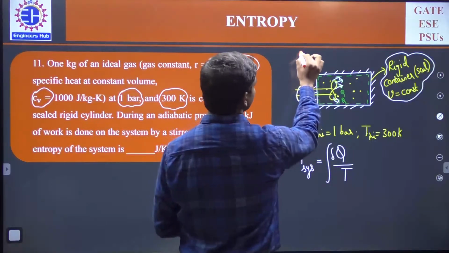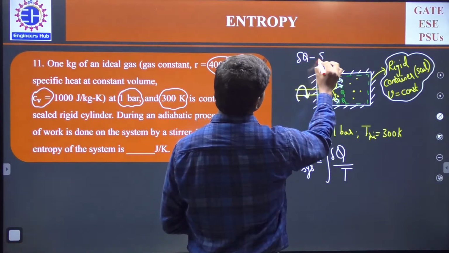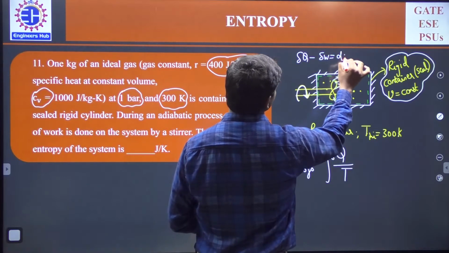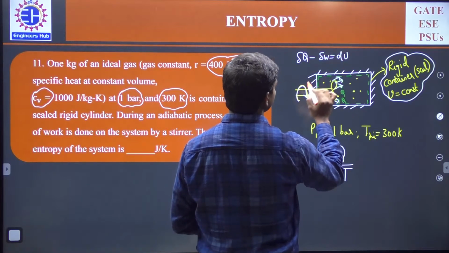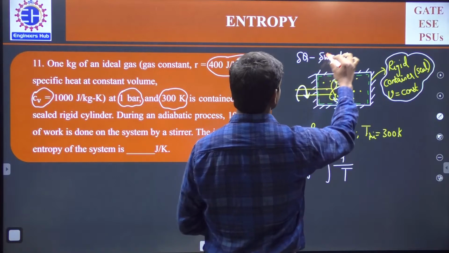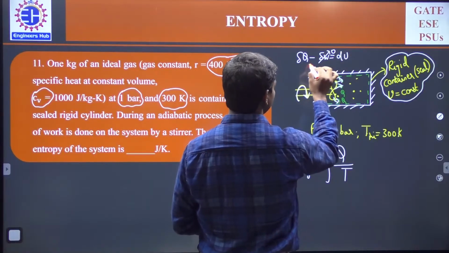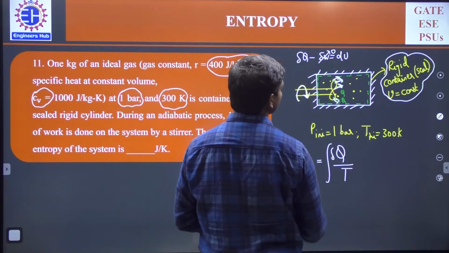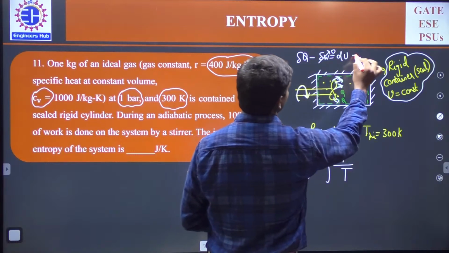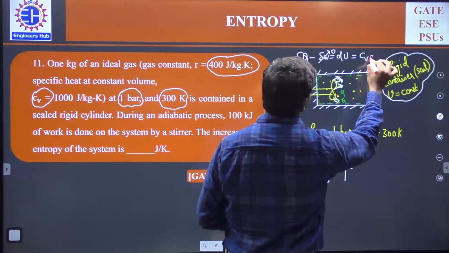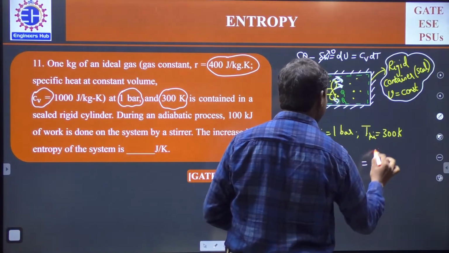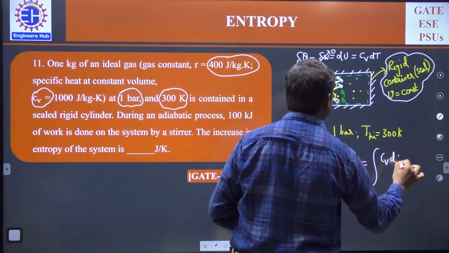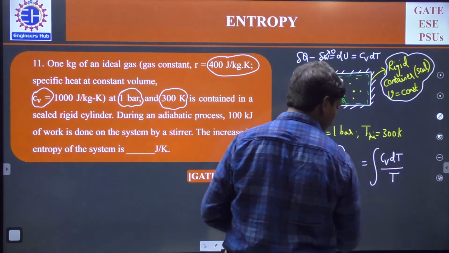So if you apply the first law of thermodynamics, del Q minus del W is equal to dU. Whatever work it has can't produce any displacement work here, and because of this friction, the input is getting converted to heat. So dU can be written as del Q, and for an ideal gas, this dU is equal to Cv dT. So here we can write integral Cv dT divided by T.